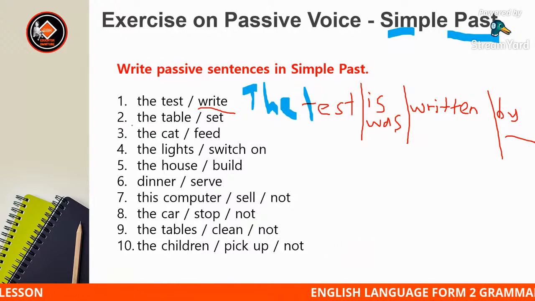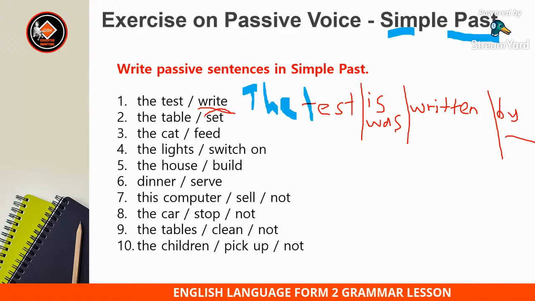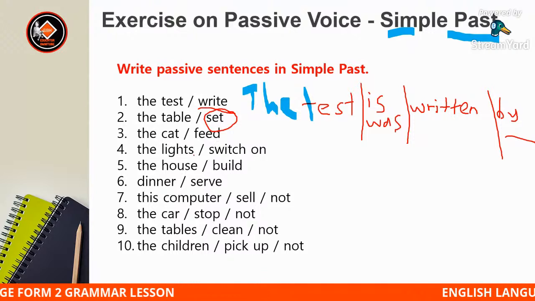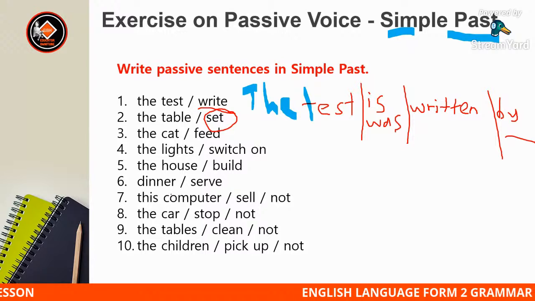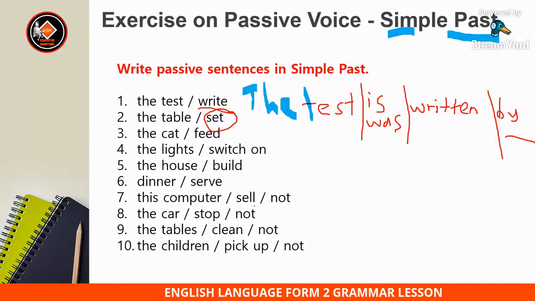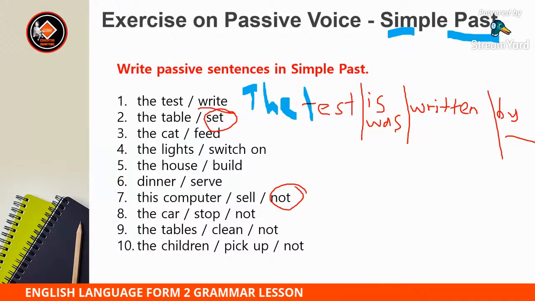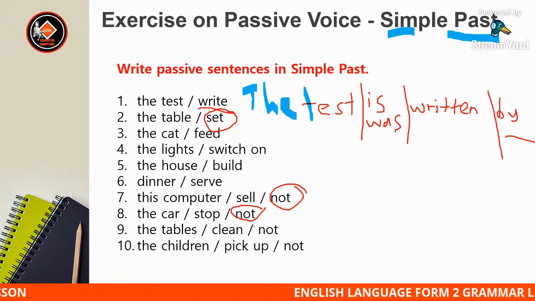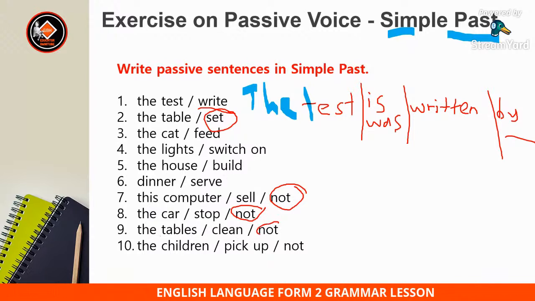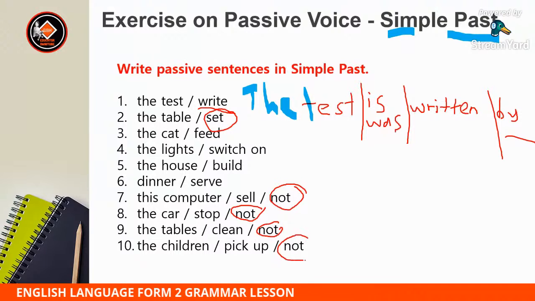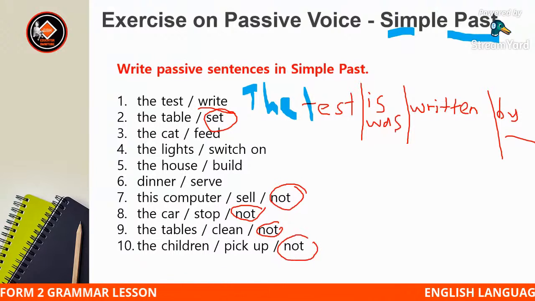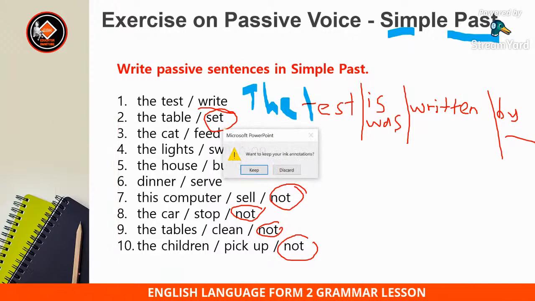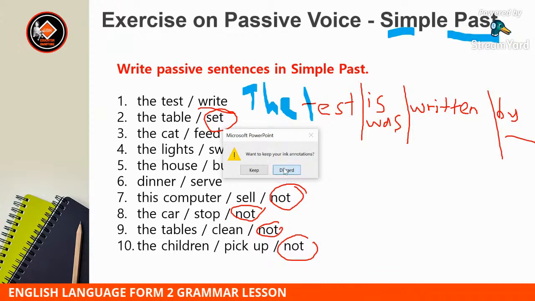Okay, the next. The table set. So just now I explained to you the word set. Set, what's the meaning? The cat feed. The light switch on. The house built. Dinner served. This computer sell not. Okay, not is because I asked you to write negative sentences. The car stop not. Excuse, so negative. The table clean not, negative. The children pick up not, negative. Okay. So excuse, so I repeat. Don't worry about this.